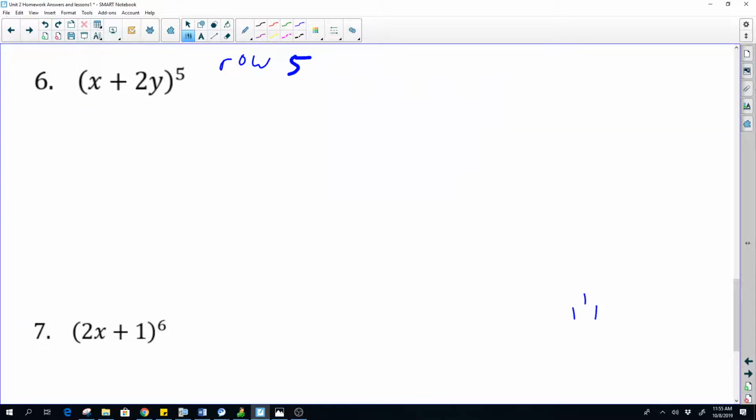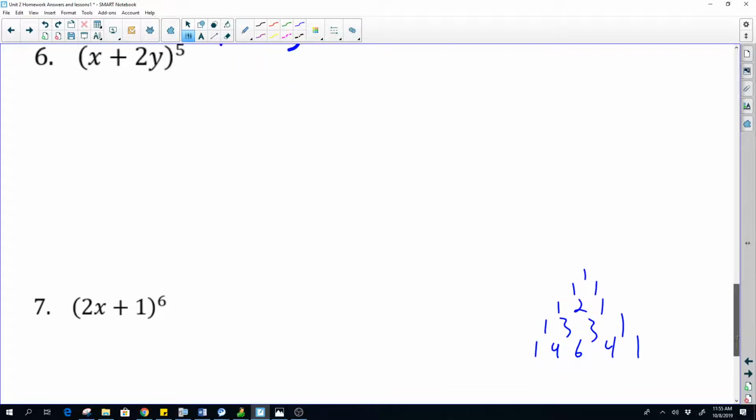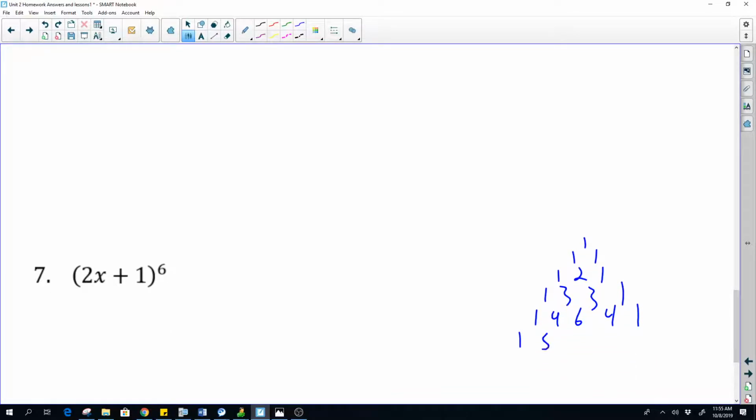So we have 1, 1. Then we have 1, 2, 1. That's row 2. Row 3. Row 4. Then row 5 is going to be 1, 5, then 6 plus 4 is 10, 4 plus 6 is 10, and then 5 and then 1. So we're going to use it symmetrically, right? We're going to use 1, 5, 10, 10, 5, 1.